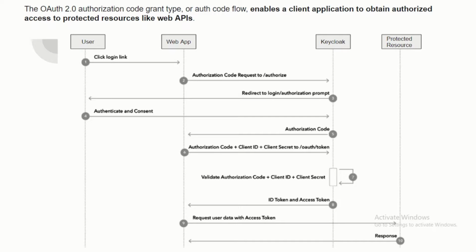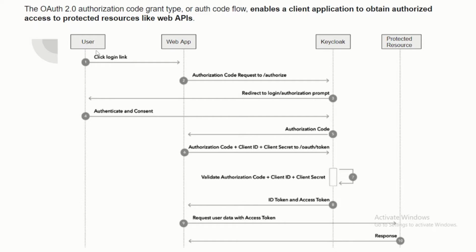Okay. So if the user is allowing that app, then our authorization server, in our case Keycloak, will provide the authorization code to the third party app. And with this authorization code, they can get an access token, and with this access token they can call the protected resource. They can access the protected resource. So let's see the sequence flow.